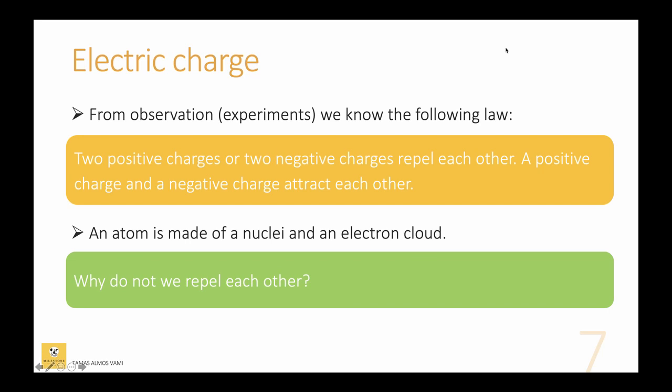So we know that the atom is made of a nucleus and an electron cloud, a positive charge and a negative charge. So a positively charged nucleus and a negatively charged electron cloud. And we just said that positive and negative charges attract each other. So the question is, why do we as humans not repel each other?